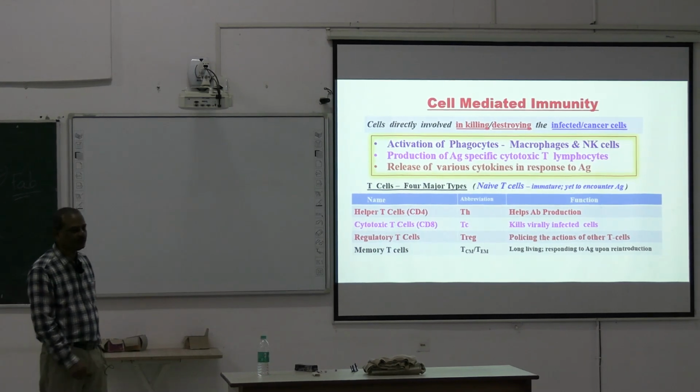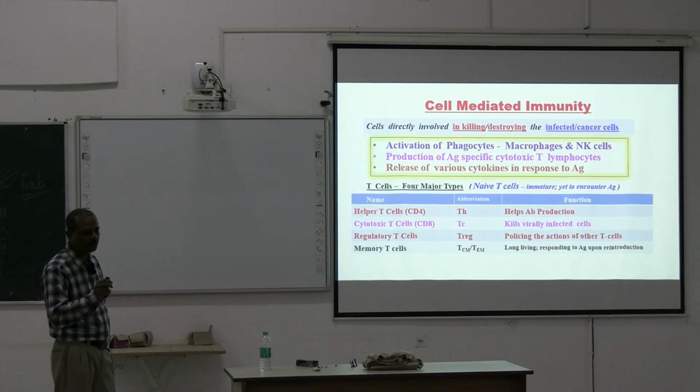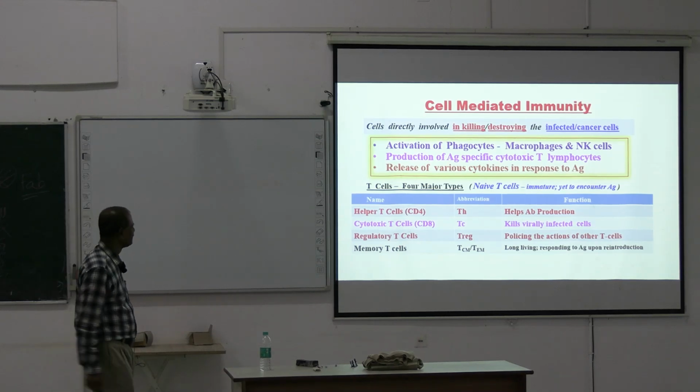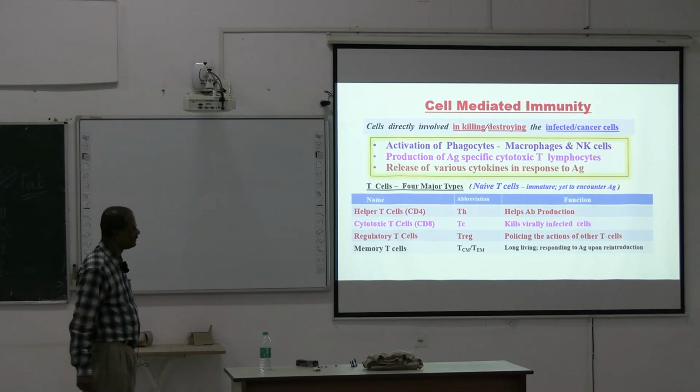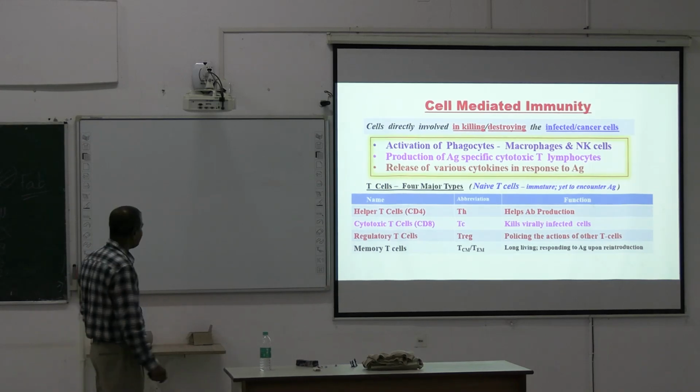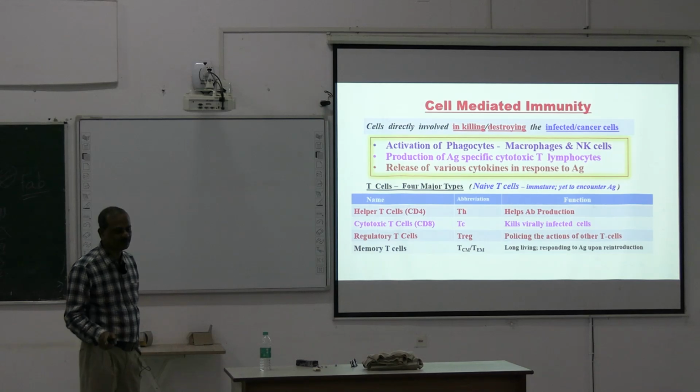So, helper T cell will help in antibody production. As I told you, T helper is a must for antibody activity. So now you understand helper T cell will produce antibody formation. Cytotoxic T cell will kill directly. And regulatory cells will be there to regulate.